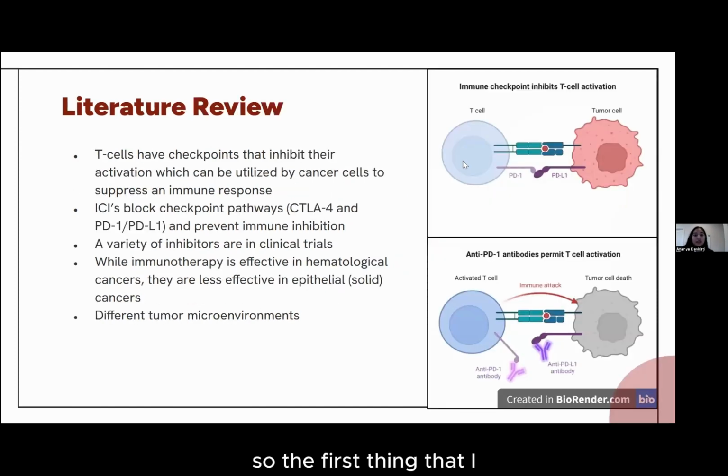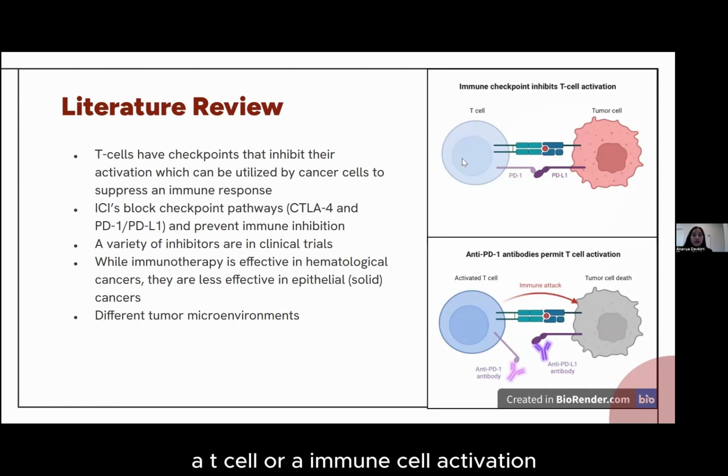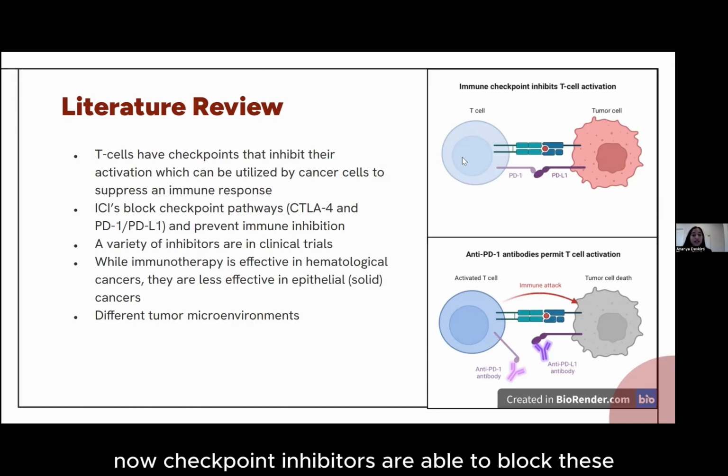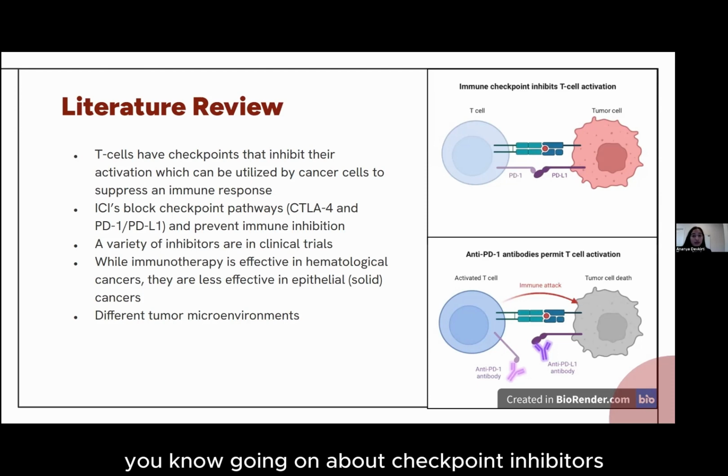The first thing that I researched were the mechanisms of checkpoint inhibitors. T cell or immune cell activation triggers an immune attack. However, T cells also have checkpoints that can deactivate this immune response, and cancer cells can use this to deactivate T cells. Now, checkpoint inhibitors are able to block these interactions, including the cytotoxic T lymphocyte-associated protein 4, which can be abbreviated as CTLA4, as well as the programmed death ligand, which is displayed in the diagram on the right. I also learned about a variety of clinical trials that are going on about checkpoint inhibitors.